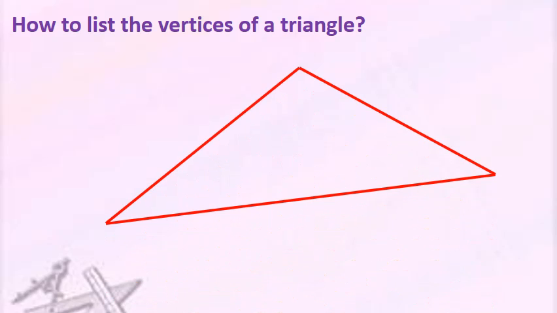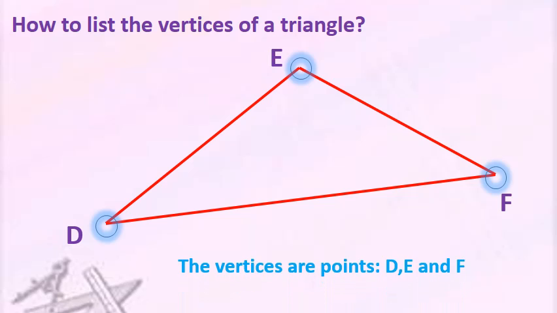So this is the triangle, and this is D, E, F. This is the first vertex, this is the second vertex, which is point E, and this is the third vertex, which is point F. So the vertices are the points D, E, and F.